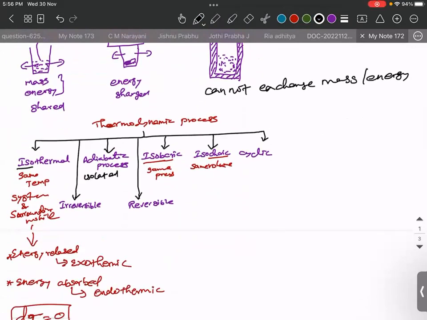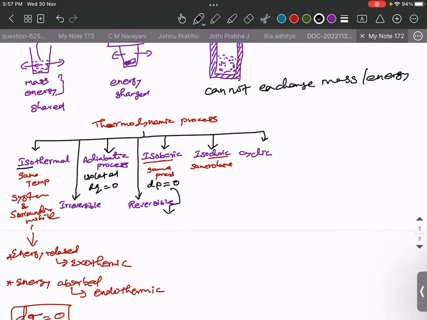So in this process, temperature can increase or decrease, but it will not exchange heat. So the heat dq is equal to 0. In this process, temperature can increase or decrease, but change in heat will not be observed. That is known as the adiabatic process. And then the isobaric process. Isobaric process means they are considering constant pressure. So the change in pressure is equal to 0, dP is equal to 0.